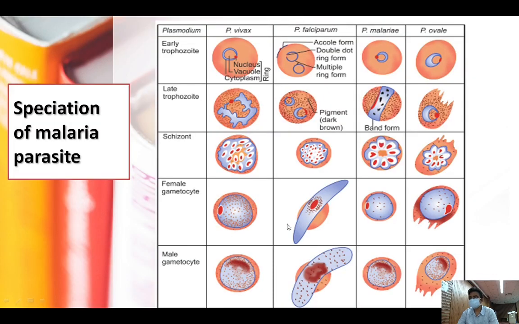Okay, so only in gametocytes of vivax, malariae and ovale, they are almost similar, except for ovale you can see that the RBC is fimbriated. But apart from that they are similar in the form of gametocytes, whereas in falciparum you can see it is banana shaped. The female gametocytes are more deeply blue stained. The nucleus is more compact, and the edges are pointed. Whereas the male gametocytes, the edges are rounded, and the cytoplasm is stained pale blue, and the nucleus is very diffuse here.